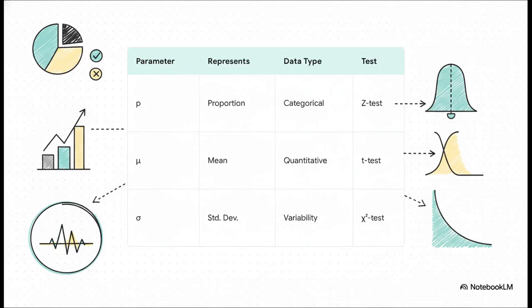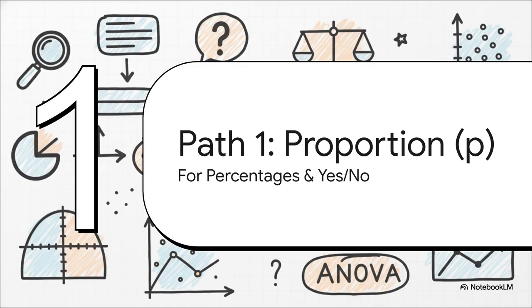Okay, so think of this table as our roadmap. It's that simple. At this level, there are really only three main things, three parameters we test. So if your question is about a percentage or a yes-no kind of outcome, your parameter is P for proportion, and that's going to send you to a z-test. If you're looking at an average value, your parameter is mu. That's the Greek letter mu, and that points you straight to a t-test. And if what you really care about is consistency or spread, your parameter is sigma, which leads you right to the chi-square test.